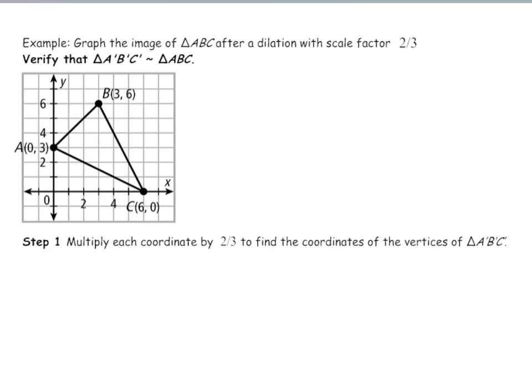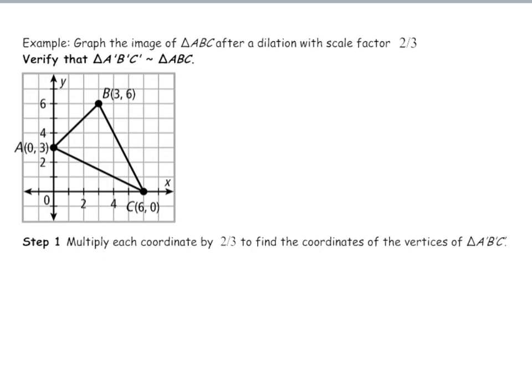Okay, so in our last example, we're dealing with triangle ABC. What we're going to do is make a dilation of a scale factor of 2/3. So what we have to then do is verify that our triangle A prime, B prime, C prime is indeed similar to our original triangle ABC.